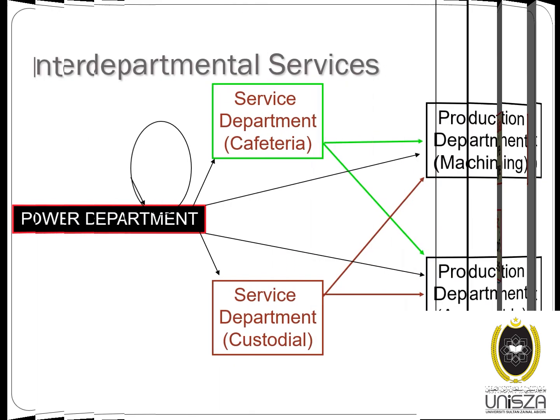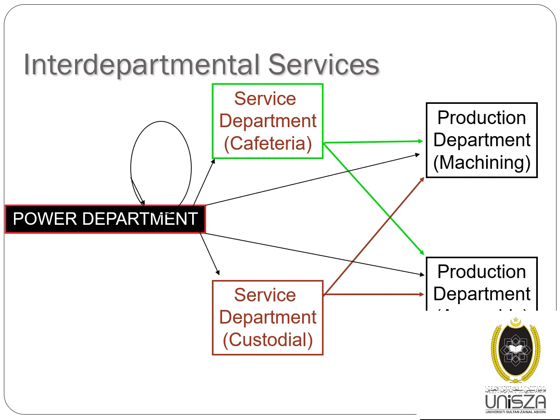And now we look at interdepartmental services. One problem that accountants face when allocating is that one service department might supply service to another service department, and indeed may actually consume some of its own services. So here we have the example of the power department that supplies electricity to service departments, production departments, and even consumes some of its own electricity.